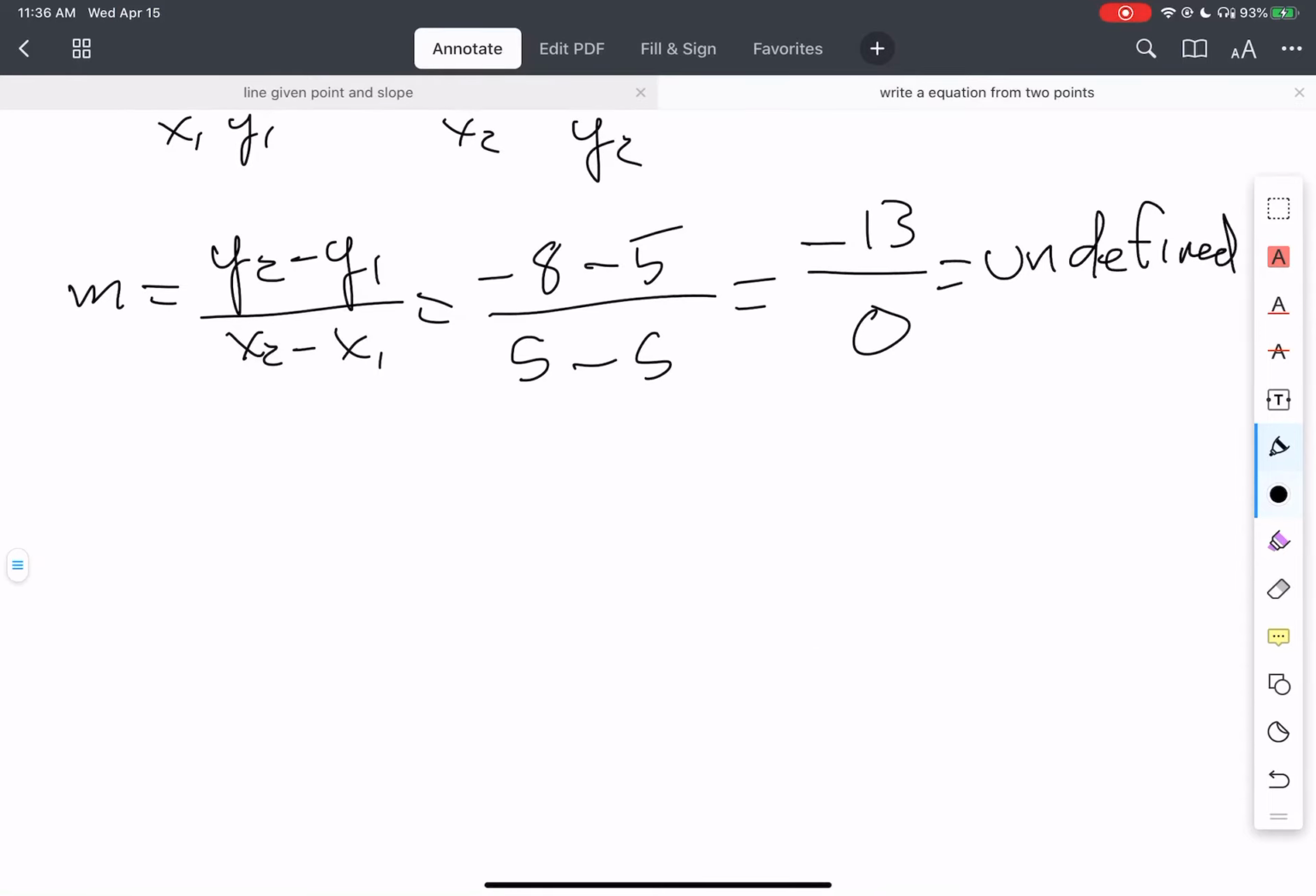Right? And with slopes, there's two special cases.